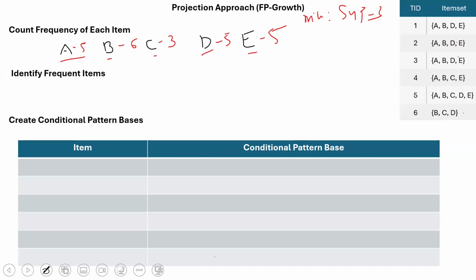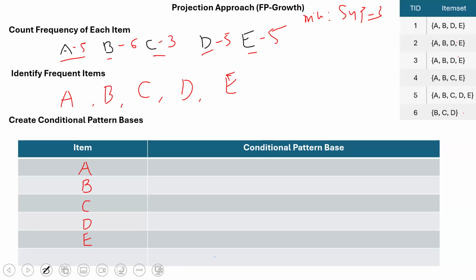If something is infrequent, we just ignore that. Let's suppose C is not frequent, we will just ignore it, so we will take only A, B, D, and E. But as here C is also frequent, we take all the items. Now, once we have identified all the frequent items, we construct the conditional pattern base. Just look at how we actually create this conditional pattern base. Now let's identify all the items. We have 5 items here, right? Everything is frequent, so we write A, B, C, D, and E here.